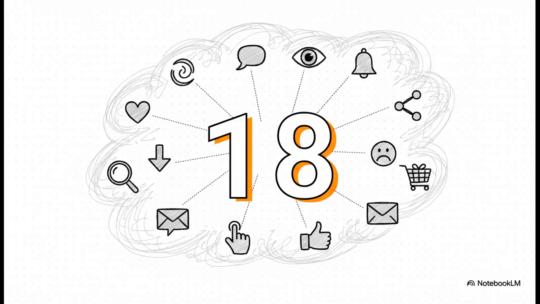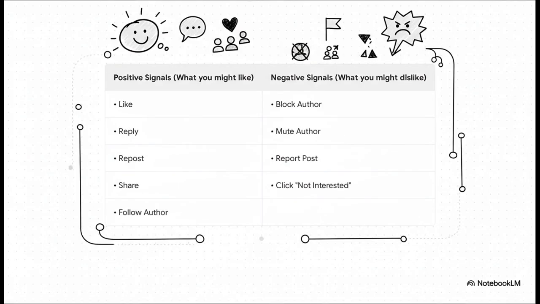And get this, it doesn't just calculate some simple relevance score. Nope. For every single post that makes it this far, the AI predicts the probability that you will take one of over 18 different actions on it. It's literally trying to guess your every move. So these predictions are broken down into two buckets: positive signals and negative signals. The AI is trying to figure out the odds that you'll do something positive, like a reply or following the author. But, and this is just as important, it's also calculating the odds that you'll do something negative, like blocking that person or even reporting the post.